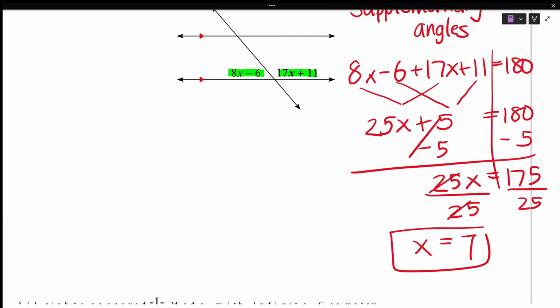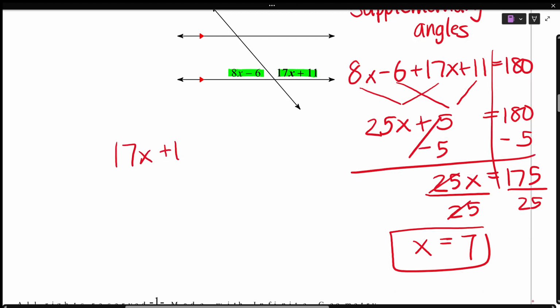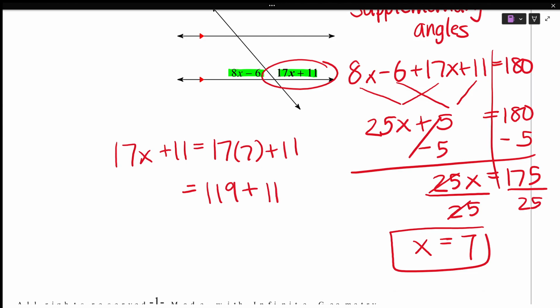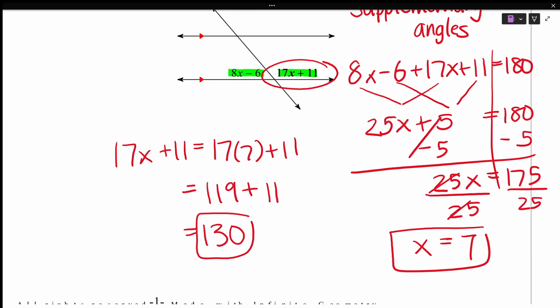And then you have to plug that back in. Okay, so 17x plus 11 was the shaded or the bolded angle, right? 17 times 7 plus 11. 17 times 7, that's 119. And then 119 plus 11 is 130. Okay, that should be your final answer.